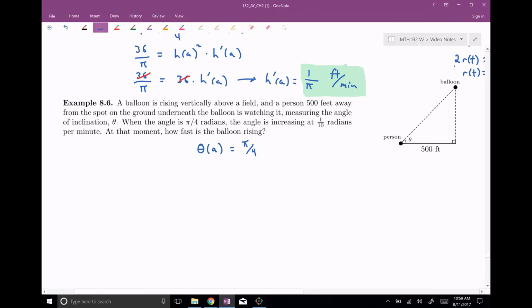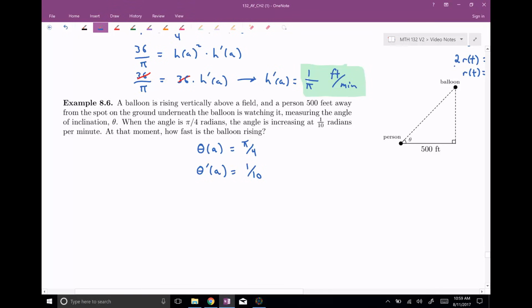Okay, at that particular instant of time, the angle is increasing. This is talking about a rate of change, increasing and decreasing. So it's increasing at 1/10 radians per minute. Again, this is telling us how the angle is changing. So this is going to be the derivative of theta at that particular instant of time. That's going to be 1/10.